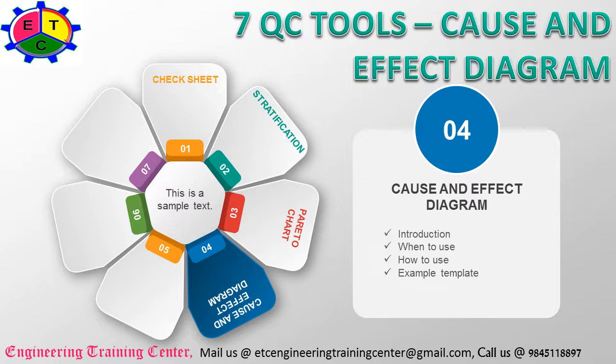And the fourth tool in the 7QC tools is the cause and effect diagram. For this diagram, we will understand a little bit of history behind it: what a cause and effect diagram is, how it came into existence, and what the alternate names for it are. Then we will look at when to use it and how to use it, and we will also take an example and look at how this diagram is used.